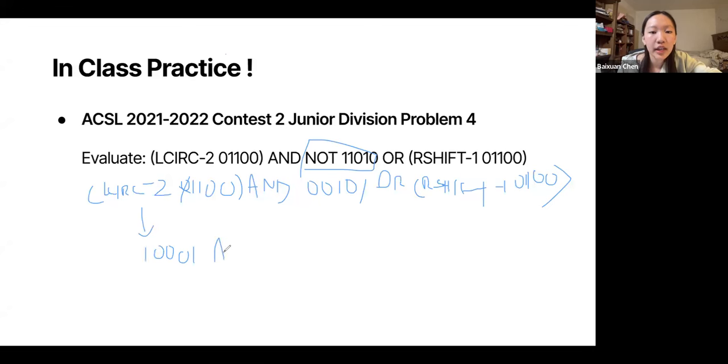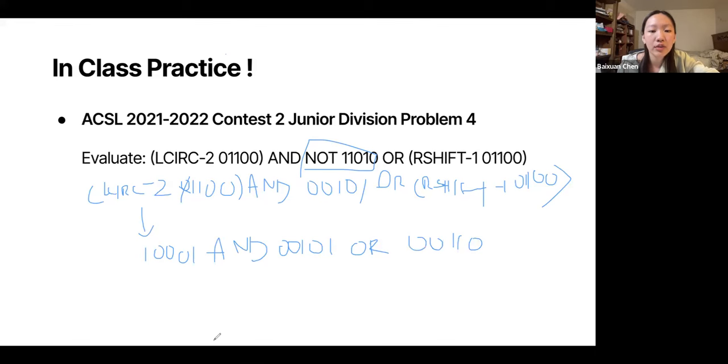And that'll be and 0, 0, 1, 0, 1, or right shift 1, 0, 1, 1, 0, 0. So remember for right shift, we delete the last digit and then we're gonna add 0 to the front. Because for shift, we always just remove the digits and add 0. It's not a circle. So then it'll be 0, 0, 1, 1, 0 for right shift 1, 0, 1, 1, 0, 0. Okay, and then according to order of precedence, the and will come first.